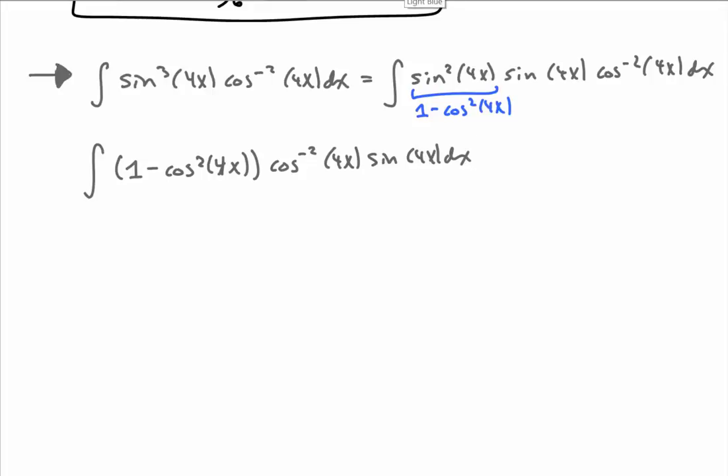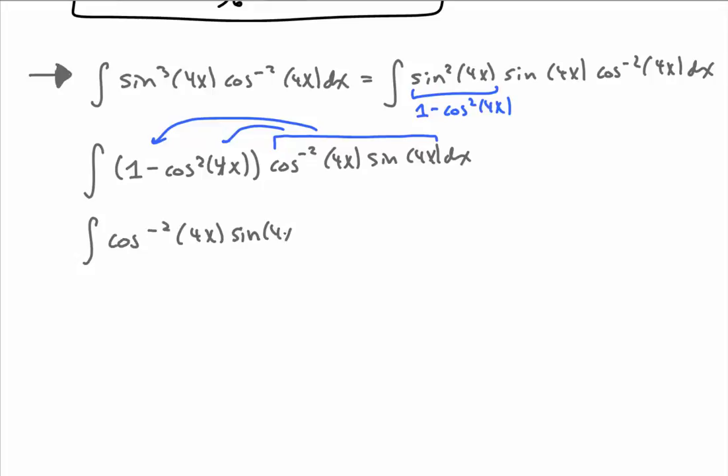So we saved out a sine, we converted the rest to cosine, and now we're going to expand and integrate. So I'll take this and distribute, and I'm going to distribute not only the cosine but also the sine. So as I distribute, this would be cosine to the negative 2 of 4x sine of 4x dx. I'm going to split this up into pieces as I go. Cosine squared of 4x cosine to the negative 2 of 4x sine of 4x dx.